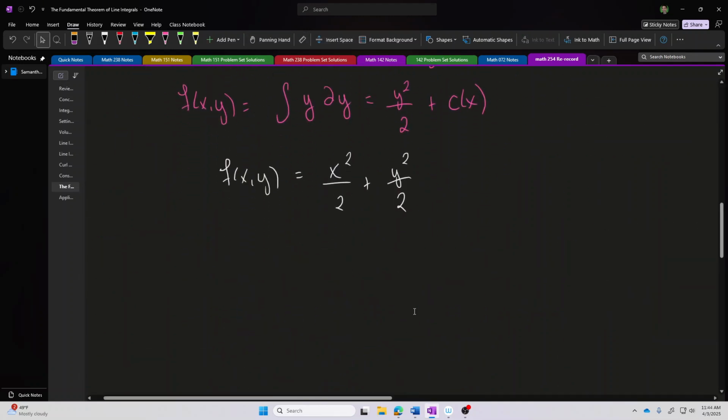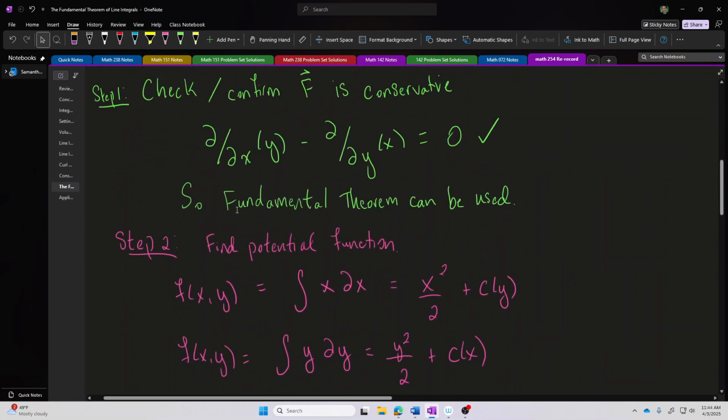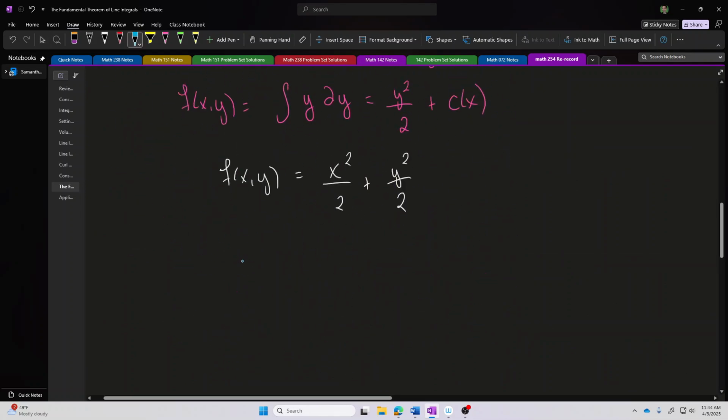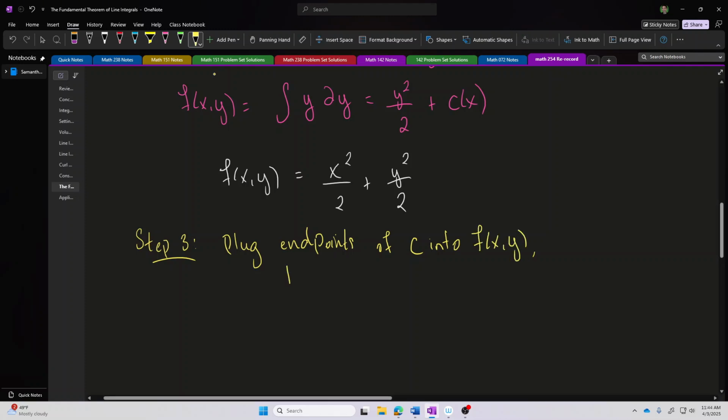Now, to finish calculating the line integral using this theorem, the final step, step 3, is to plug the endpoints of C, of my path, of my curve, into my potential function, and then evaluate what I get from that plugging in, and then subtract the results.